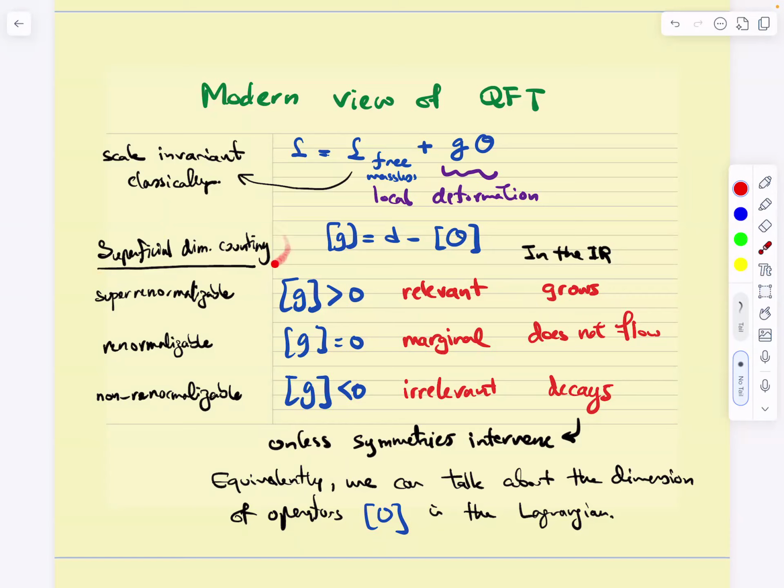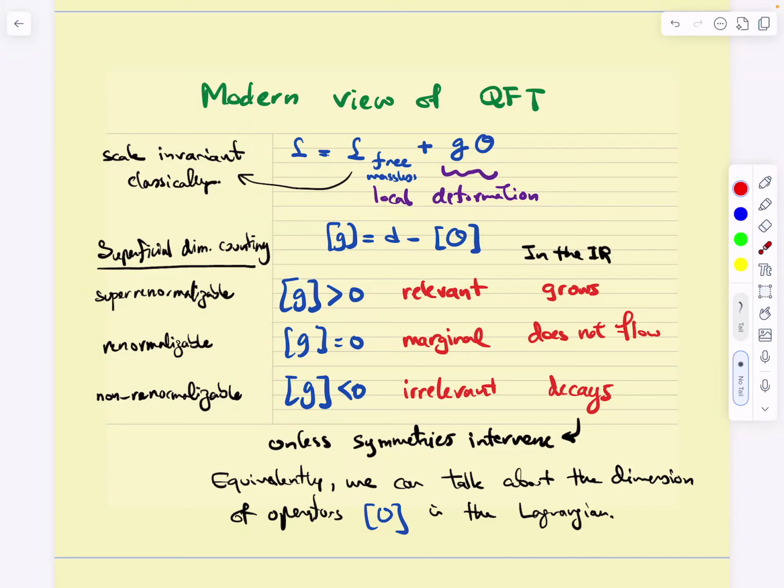Now, recall from lecture 1 that we talked about the superficial degree of divergence, which was also related to the dimensionality of the coupling. We said that when G is dimensionless, this is related to renormalizable theories, at least superficially. When G has positive dimension, these are super renormalizable theories. These are nice theories. And when G is negative, these are non-renormalizable theories. These are theories that are going to give us a hard time.